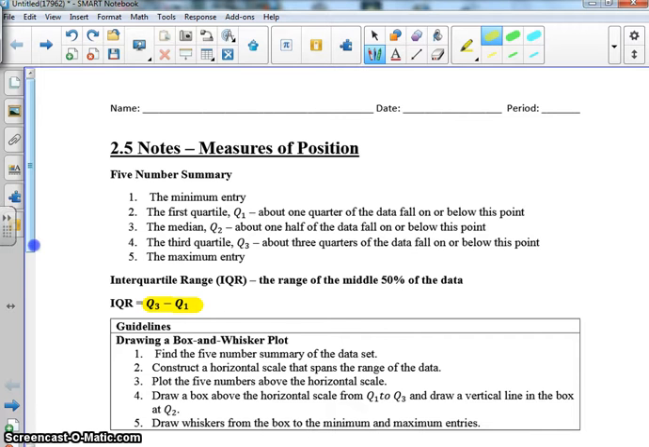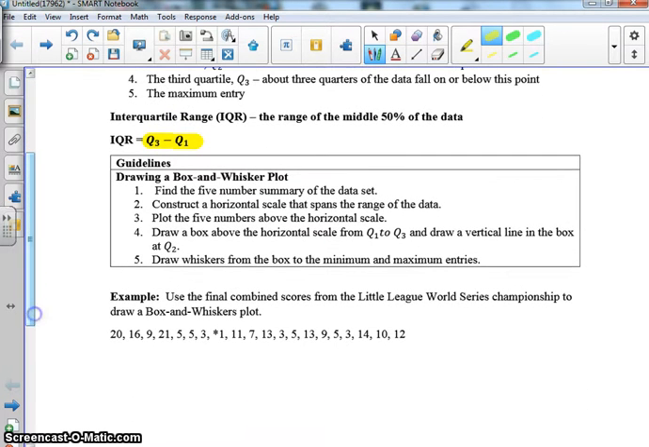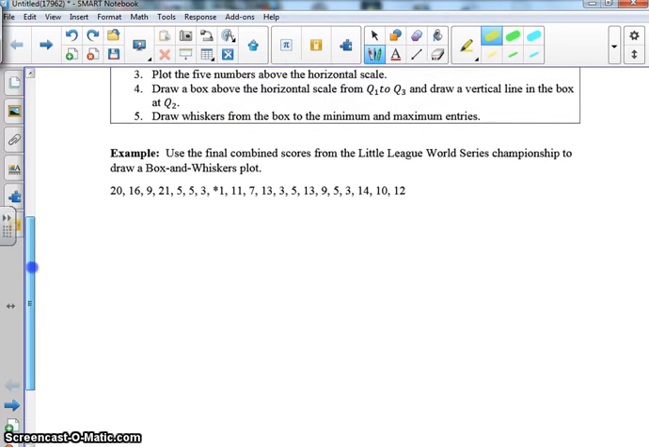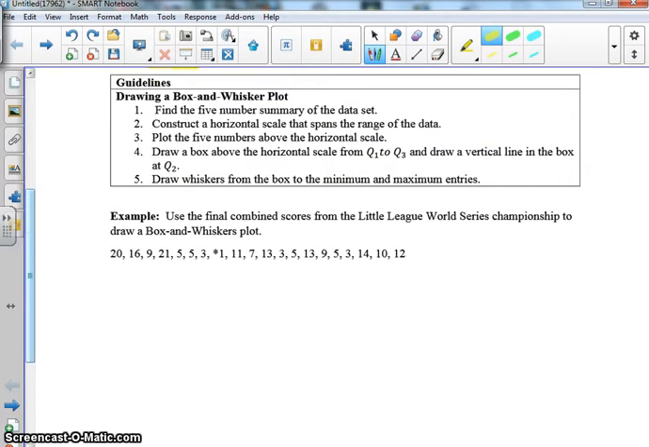We're going to use the 5-number summary to create a box and whisker plot. The guidelines are here, and I will go through them as we create the box and whiskers plot for the example that I have. The example says use the final combined scores from the Little League World Series Championship to draw a box and whiskers plot. So this is the combined championship score from the last 20 years, okay? And I've asterisked one because it's kind of an exciting one. Back in 2002, Valley Station was the Little League World Championship. They beat Japan 1-0, so their combined score was obviously 1. So that's where these numbers came from. Since it's Little League World Series time, I thought that might be kind of fun.